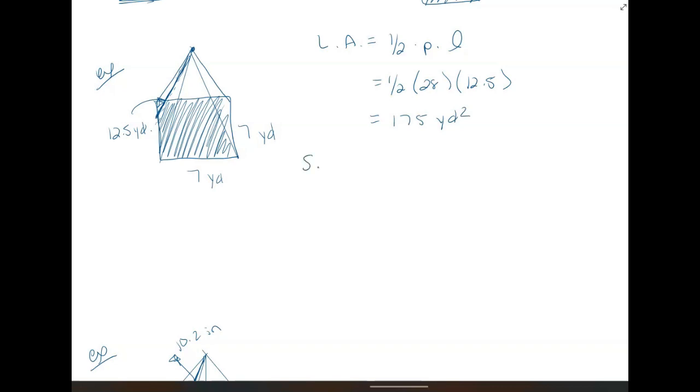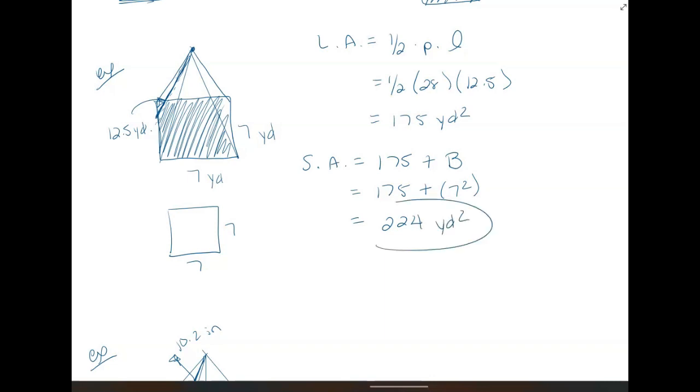All right, now we're going to use that to find the surface area. The surface area is the lateral area, which is 175, plus big B. So we have 175 plus the area of the base. Well, we're looking at simply a square with side 7, so the area is going to be 7 squared, or 49. And when I add that together, I'm going to get 224 yards squared. And that is the surface area for the square pyramid. All right. The square pyramids are pretty straightforward.